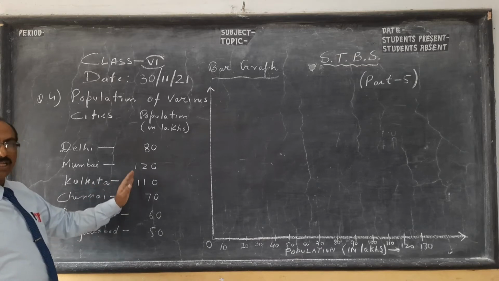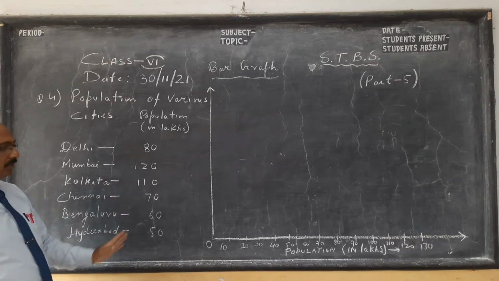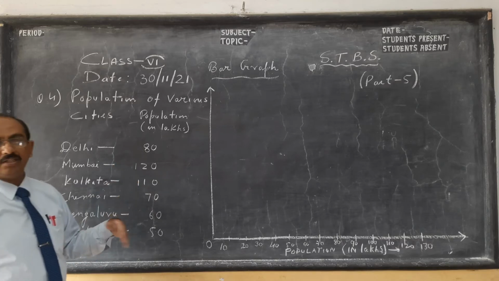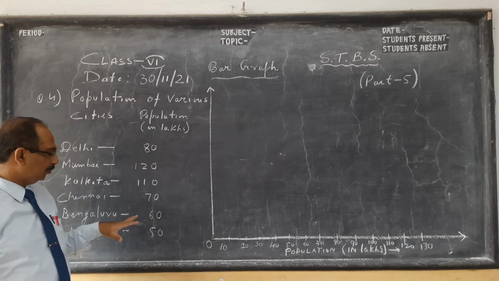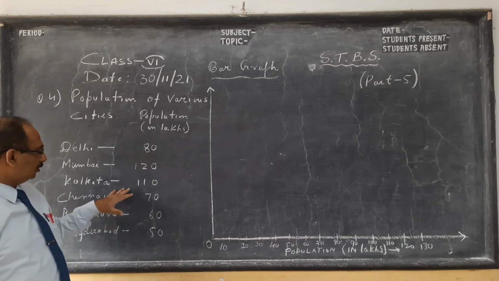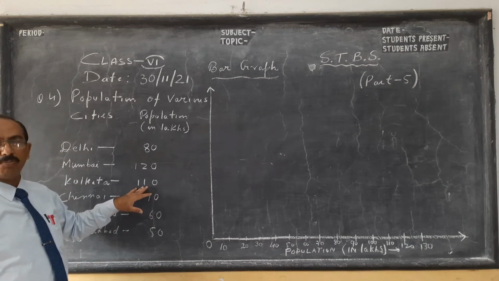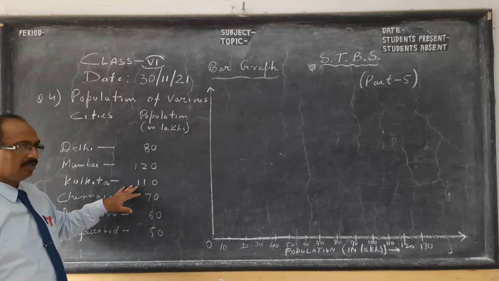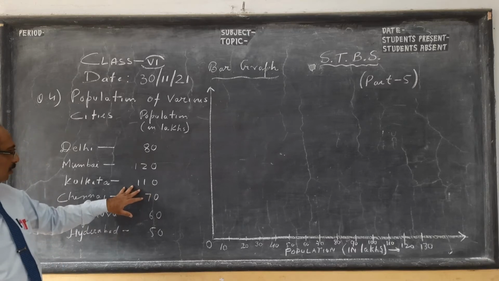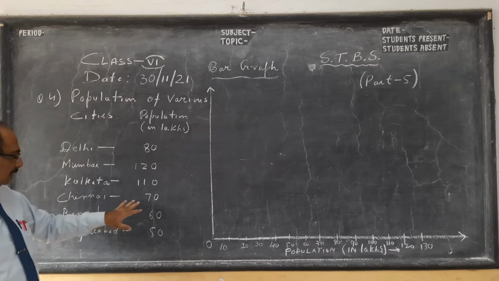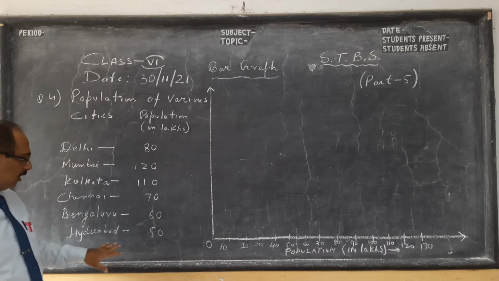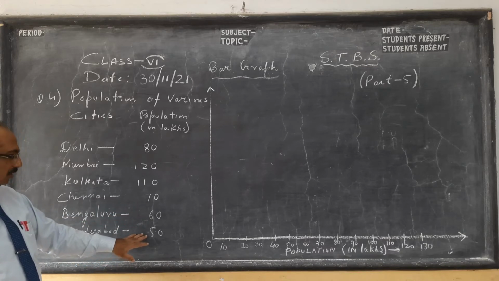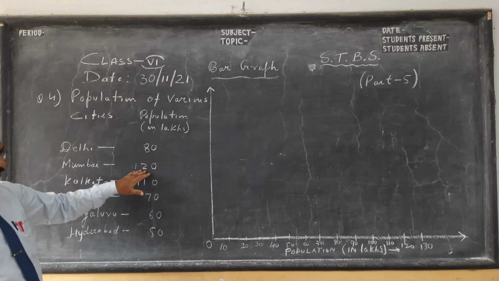So I think this is as per the 2010 census. Every 10 years we have a census where we count the population. Because now I think Kolkata's population is 150 lakh, 1.5 crore. Chennai is 70 lakhs, Bengaluru is 60 lakhs, and Hyderabad is 50 lakhs. So the minimum is 50 and the maximum is 120.